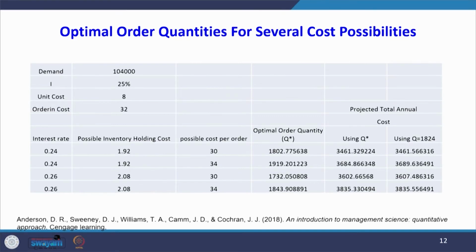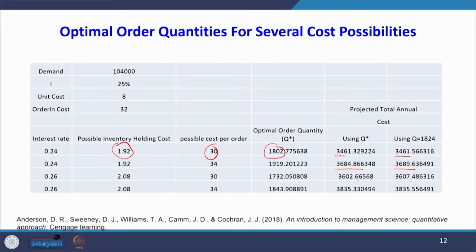So, I have brought the output. Look at this, there are changes. 192.30, this is EOQ, but look at the cost, this is 3461, here also 3461. The second scenario, 3684, 3689, only 5 rupees difference.